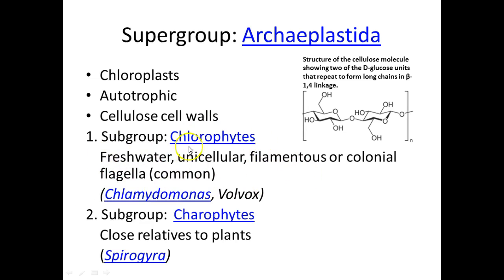So the chlorophytes, we usually will see those in fresh water. They're unicellular or filamentous or colonial, right? As we saw, they can form colonies or they can form filaments. And we'll look at those guys under the microscope. The Volvox. Chlamydomonas we don't have. This one sometimes we'll see in some of our live cultures as food for our amoeba and paramecium. We do have the Spirogyra.